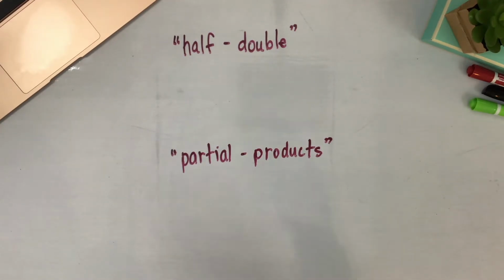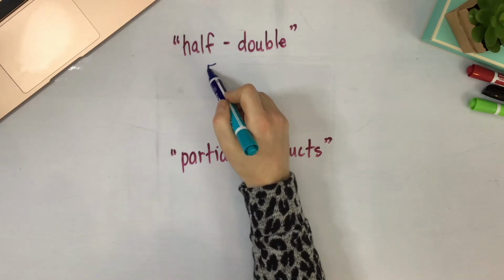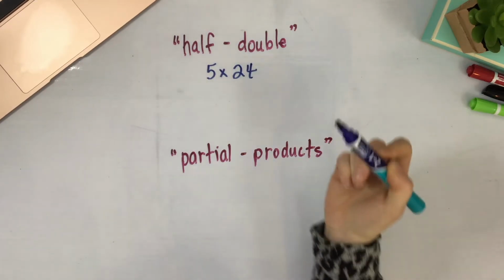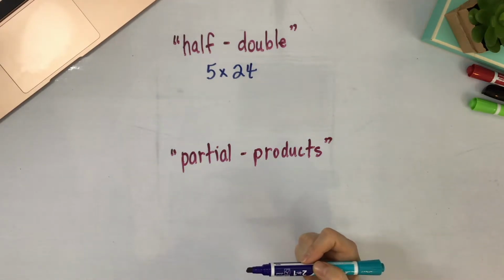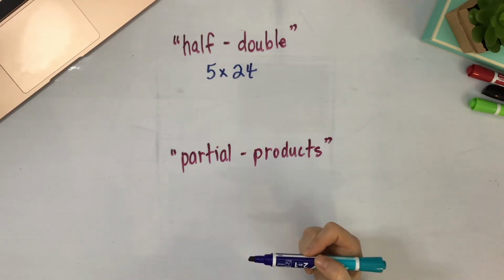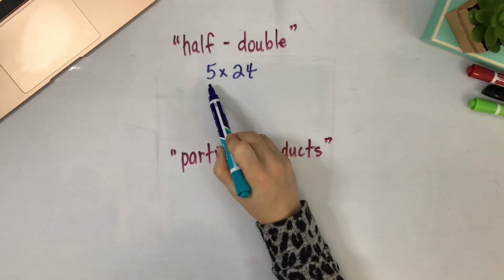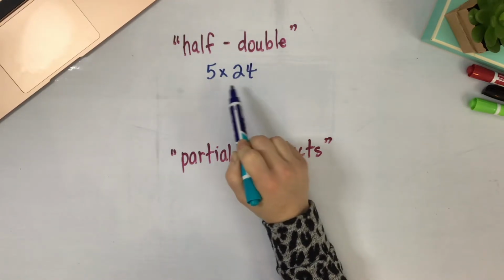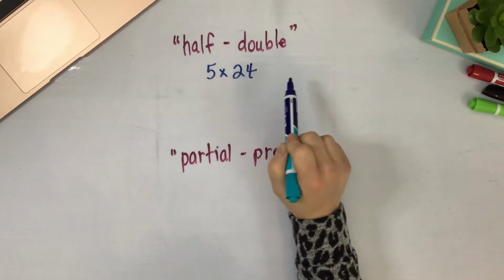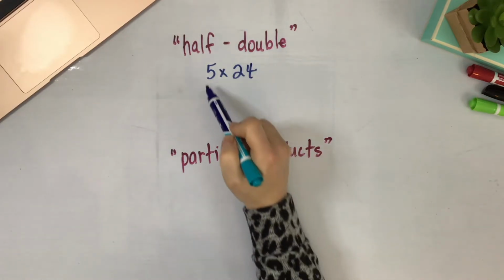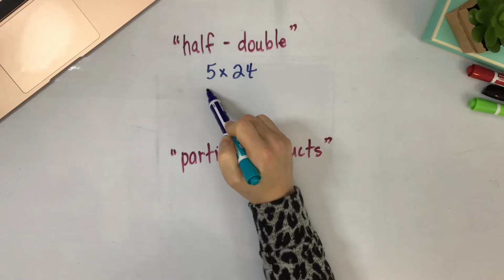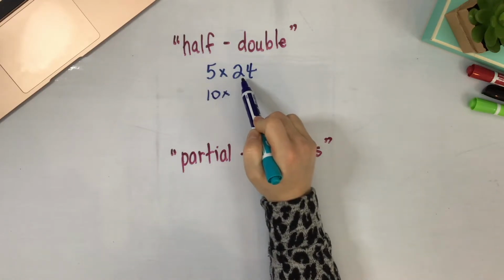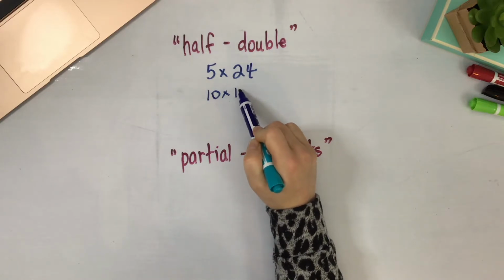Here's an example. If I had the question 5 times 24, maybe not super easy to do right away in your head, but a very quick thing you could do is find the half of one number and the double of the other, and then use those two factors to find your answer. Here's what I mean. If I double the 5, it gives me 10. And since I doubled this, I will half this. Half of 24 is 12.